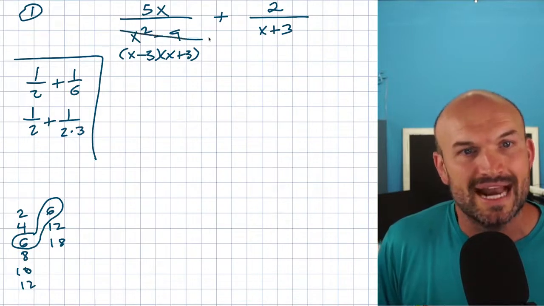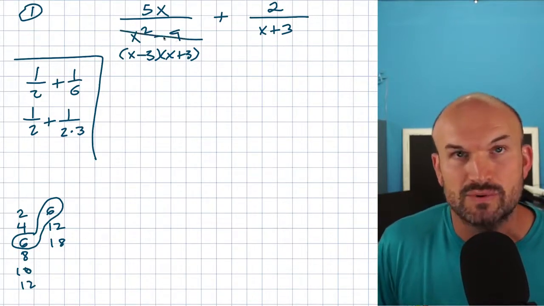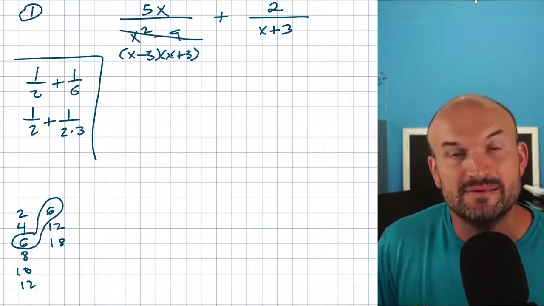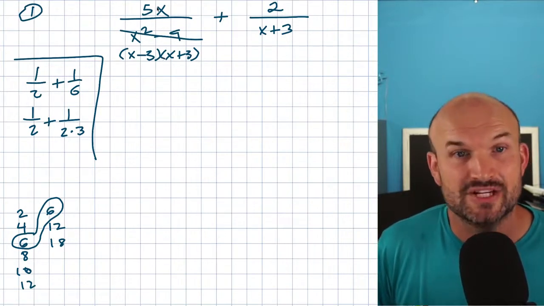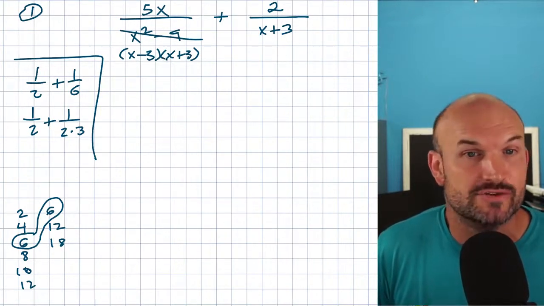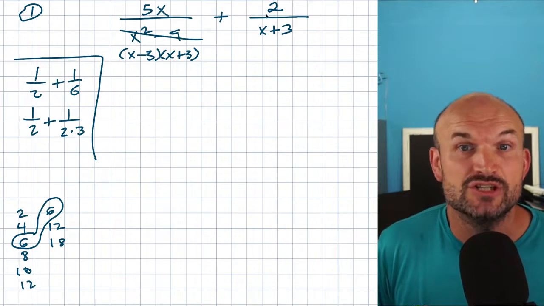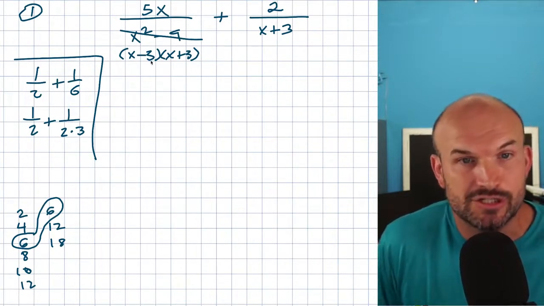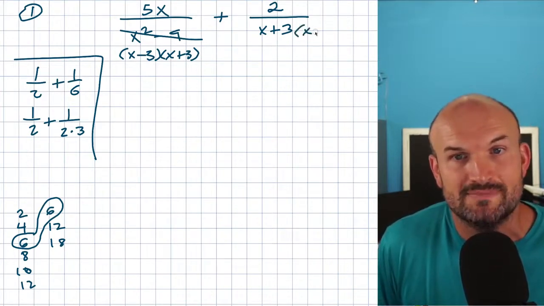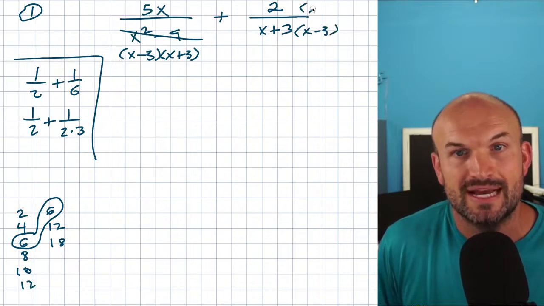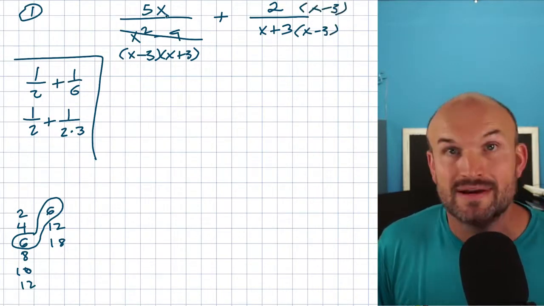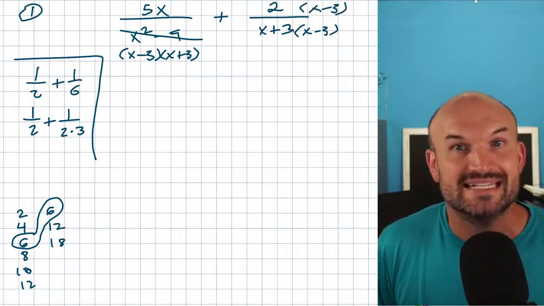I'm going to put an x through here because I don't want you to be confused with having 2 different denominators. This is going to be my new denominator. So if I want to add the fraction 5x over x minus 3 times x plus 3 to the fraction 2 over x plus 3, the only thing I need to do to get common denominators is to multiply this by an x minus 3. I'm going to do that on the top as well as on the bottom. So now I have 2 fractions with the exact same denominators.